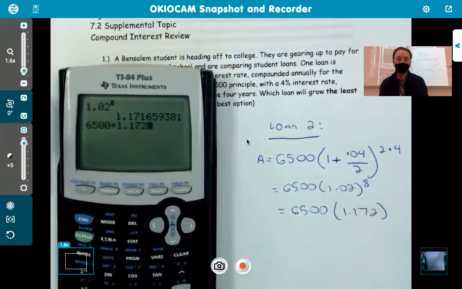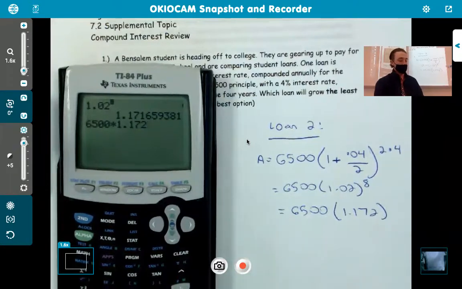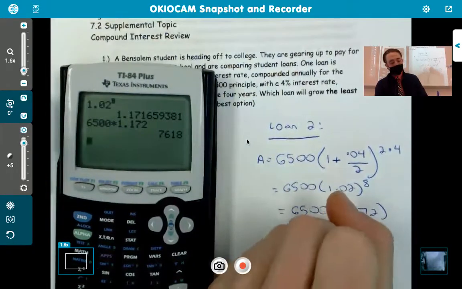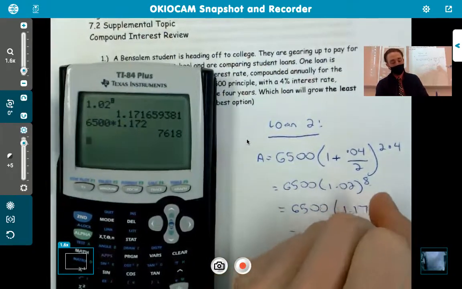Let's see what our grand total is. So I'm going to take the 6,500, multiply it by 1.172. And I get $7,618.00.